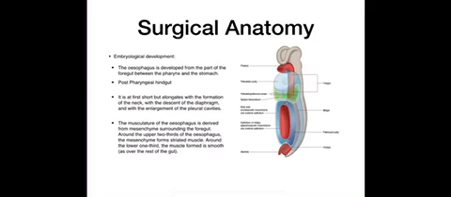Embryological development. The esophagus is developed from the part of the foregut between the pharynx and the stomach and from the posterior pharyngeal hindgut. It is at first short but elongates with the formation of the neck, with the descent of the diaphragm, and with the enlargement of the pleural cavities. The musculature of the esophagus is derived from the mesenchyme surrounding the foregut. Around the upper two-thirds of the esophagus, the mesenchyme forms striated muscle. Around the lower one-third, the muscle is formed by smooth muscles.